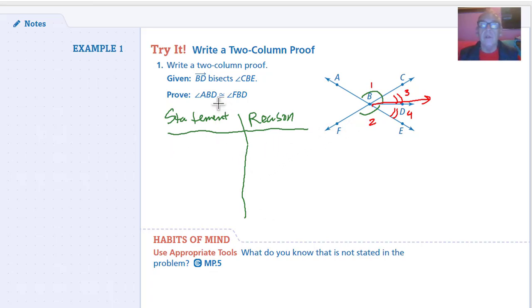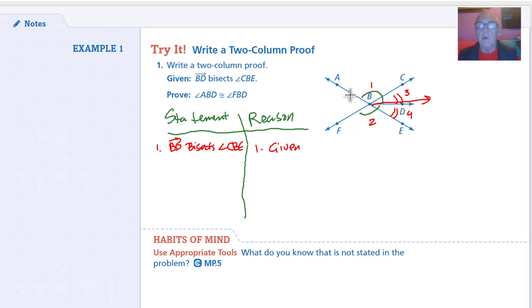So the first thing we want to say is that we can go ahead and get this bisector idea in. BD bisects CBE. So ray BD bisects angle CBE. And the reason for that is given. That's our given.